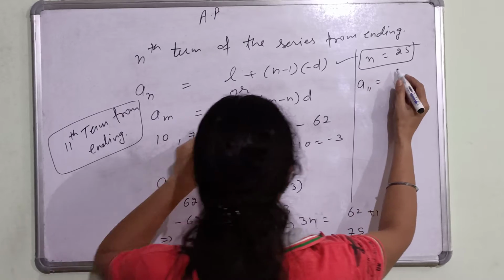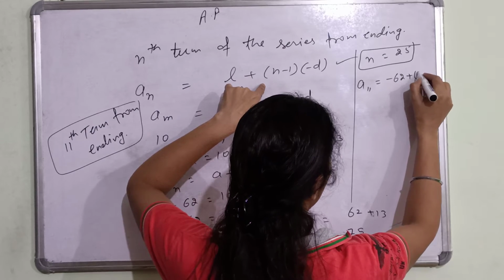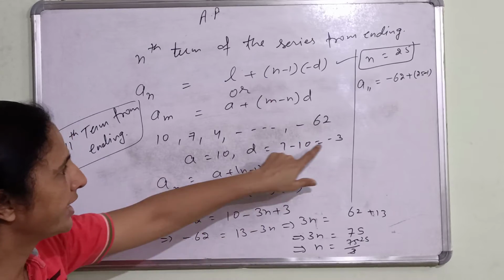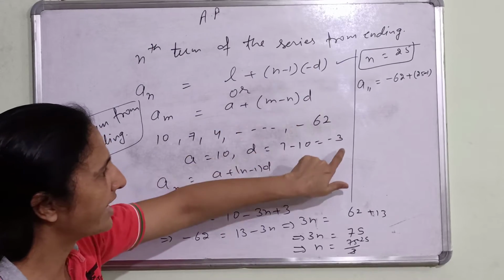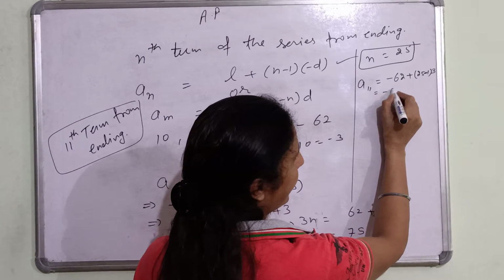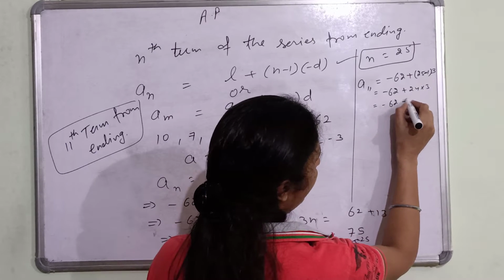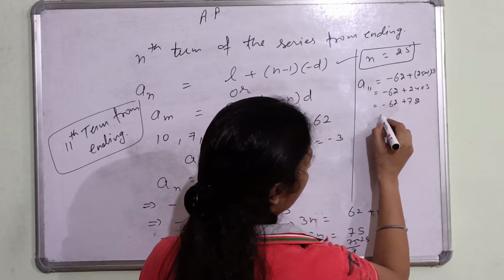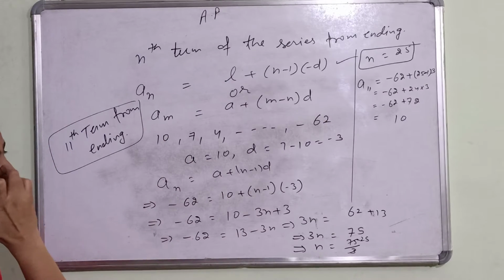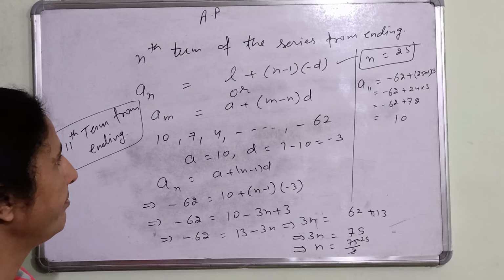A11 from ending. So we use this L. L is minus 62 plus 25 minus 1 into minus d. Now d is minus 3, and here it is minus d, so minus minus means plus. So d would be plus 3. So it would be minus 62 plus 24 into 3. So in this way you can find the 11th term from the ending.